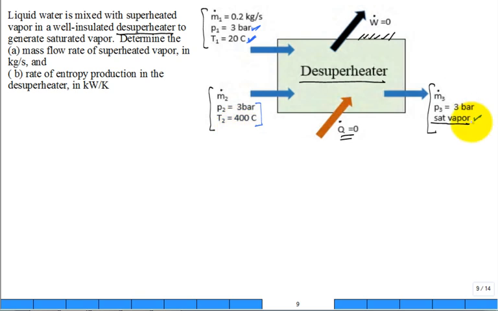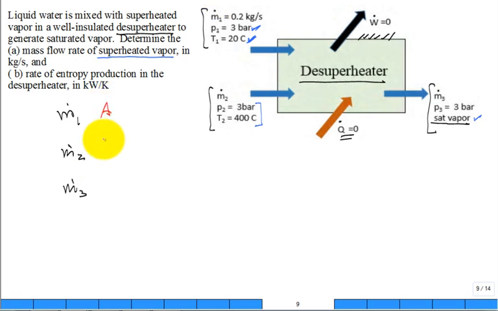Saturated vapor. So they're mixing some cold liquid water with something that's superheated, so it turns it into saturated vapor. Don't ask me why they would want to do that, but they do want to do that, and that's how they do it. All right. Determine the mass flow rate of the superheated vapor. So I asked a clicker question for part A. Are they asking me to calculate m dot 1, m dot 2, or m dot 3?